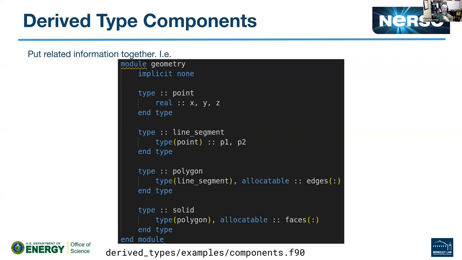I can take that a step further and say it'd be interesting if I could have a type that represents a line segment. That's just going to hold on to two points, right? So now we have two points that define a line. I can go another step and say I'd like to have a polygon, which is made up of line segments, and I can have an allocatable array of them. And now this derived type can represent something as complicated as an n-dimensional polygon.